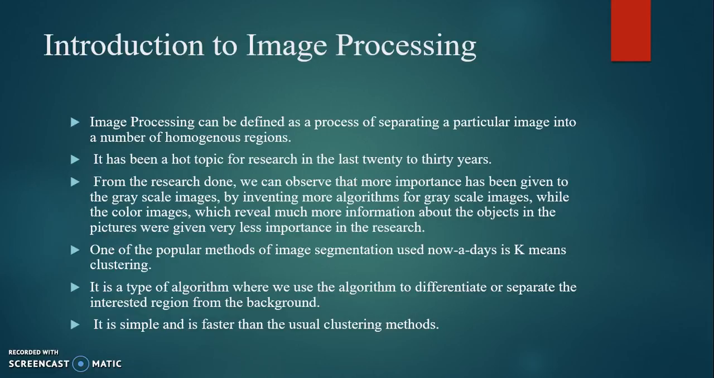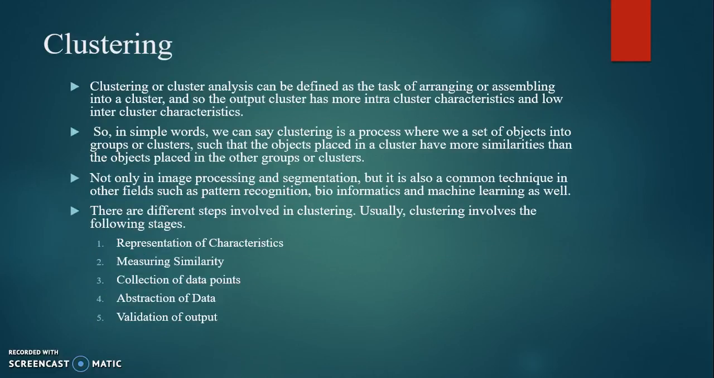One of the popular methods of image segmentation used nowadays is k-means clustering. It is a type of algorithm where we use the algorithm to differentiate or separate the interested region from the background. It is simple and faster than the usual clustering methods.